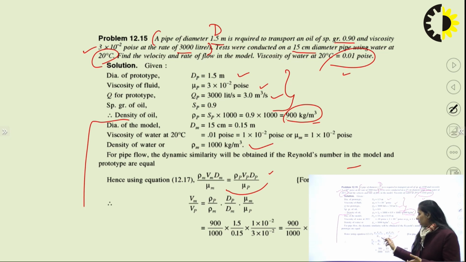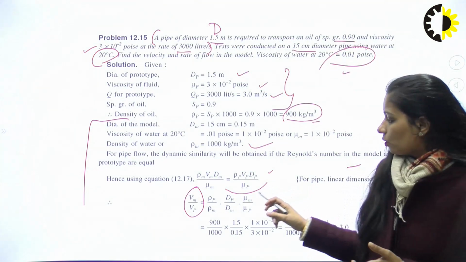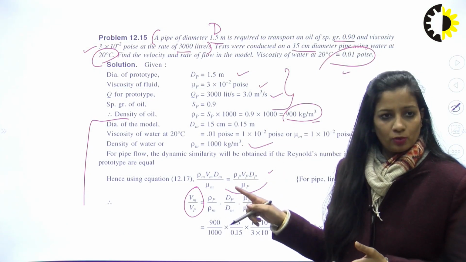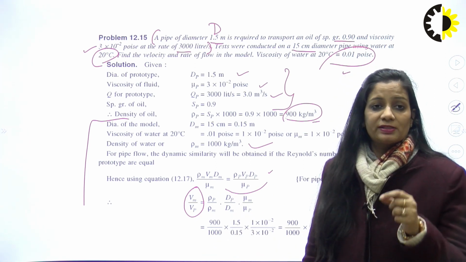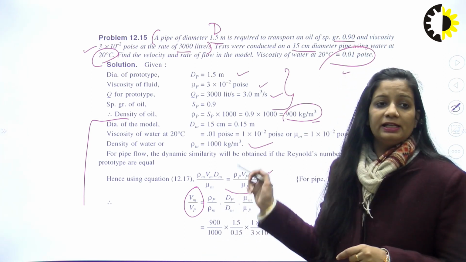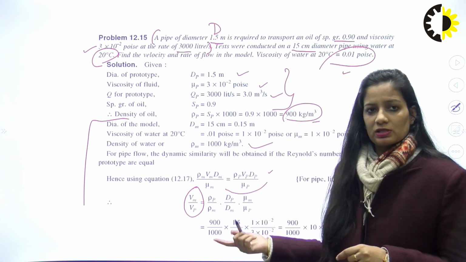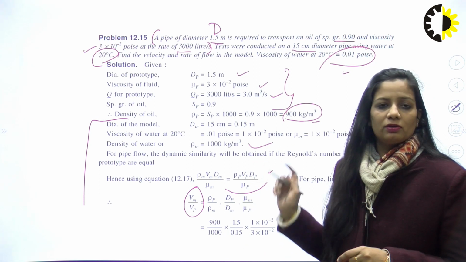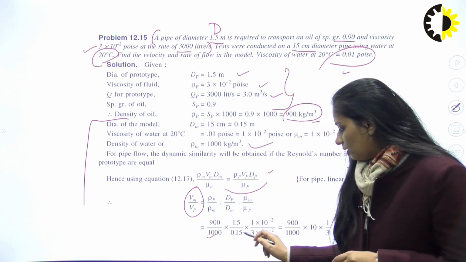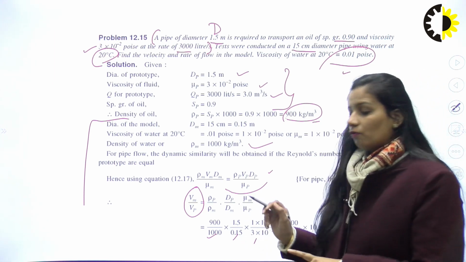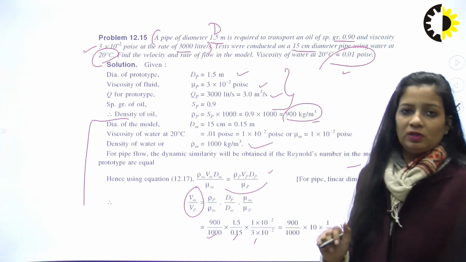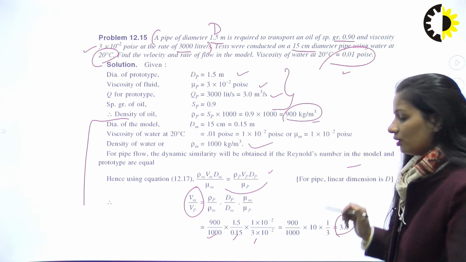So you get Vm by Vp equal to rho p by rho m, times dp by dm, times nu m by nu p. You know all the other parameters. Here rho p is the mass density of the prototype, rho m is the mass density of the model, d represents diameters, and nu represents viscosity. All the parameters are given in the question, so just put them in the formula. What you will get is Vm by Vp as 3.